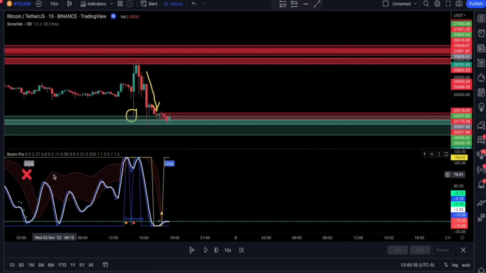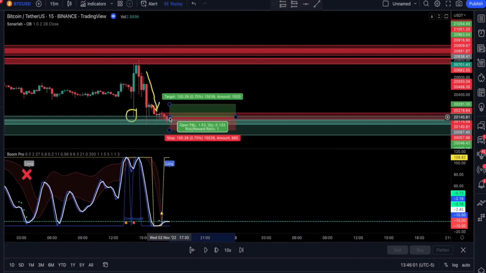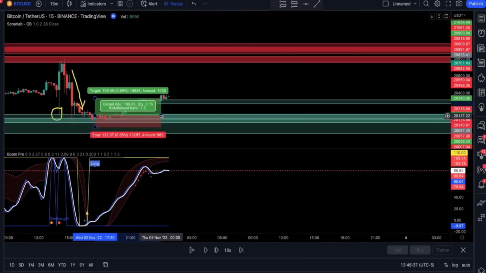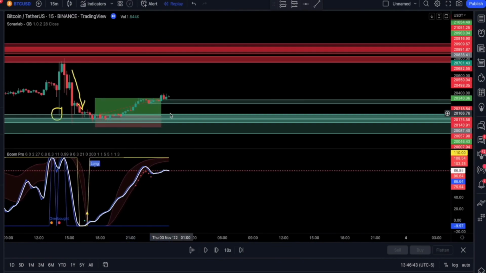Once you have all of these conditions met, you can go ahead and confidently place a buy order. The stop loss will be set slightly below our most recent swing low, and as for the take profit, you're going to be targeting 1.5 times the risk. As we see, the price bounced off this order block again, and we closed this trade in a nice profit.